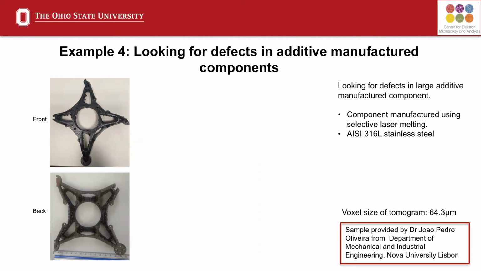For our fourth sample today, we're going to look at using the MicroCT to look for defects in an additive manufactured component. Dr. João Oliveira from the Department of Mechanical and Industrial Engineering at Nova University Lisbon and his collaborators are reviewing non-destructive methods to detect defects in components with complex geometries produced by additive manufacturing processes. They manufactured the component that you can see on the screen, which is about 140 millimeters in length and height, specifically for this project. The sample is made out of stainless steel and was made via selective laser melting.